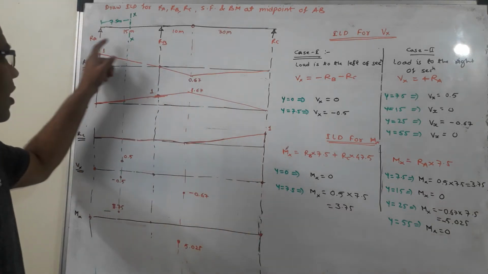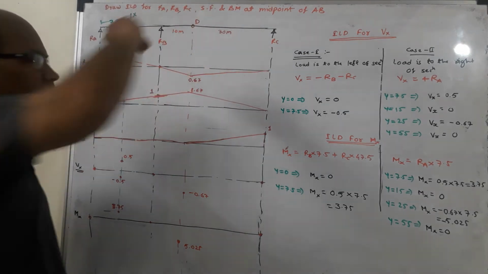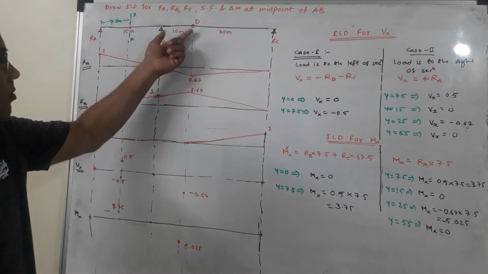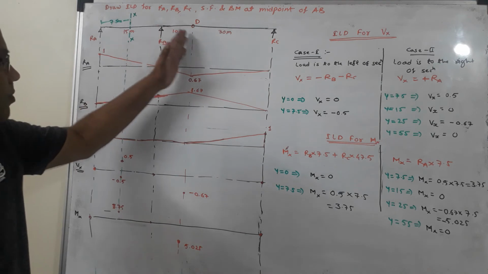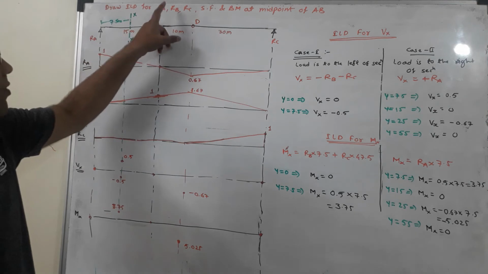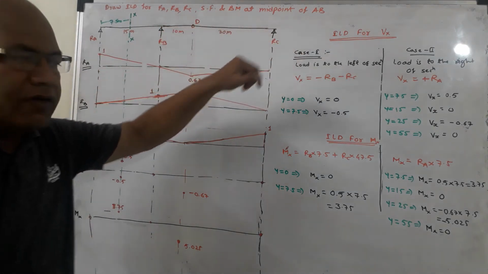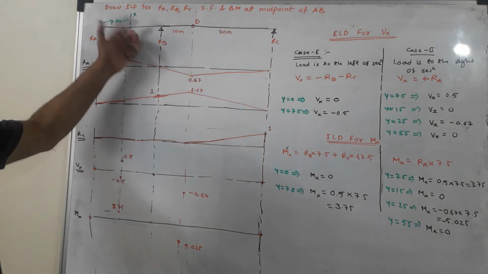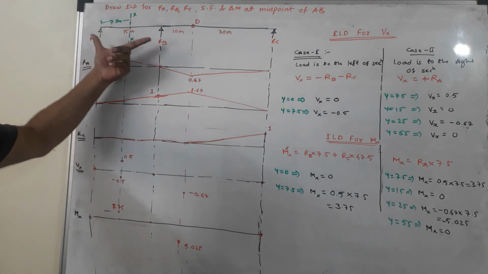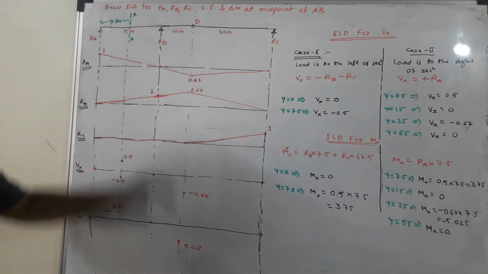Consider this beam ABC and let a hinge be provided at this position which is D. Span AB is 15 meter, then BD is 10 meter, means hinge is provided at a distance 10 meter from B, and then DC is 30 meter. Let it be asked to draw ILD for RA, RB, RC and shear force and bending moment at midpoint of AB. So midpoint of AB means this is the section which is given, which is at a distance 7.5 meter because the total span AB is 15 meter. So ILD for Vx and Mx is to be drawn.